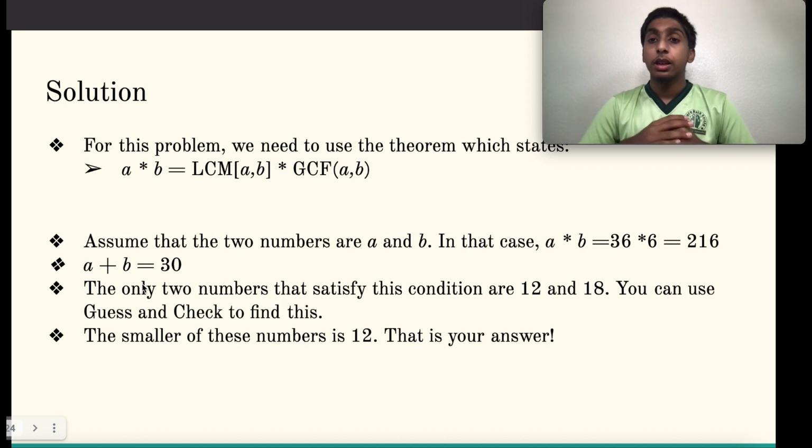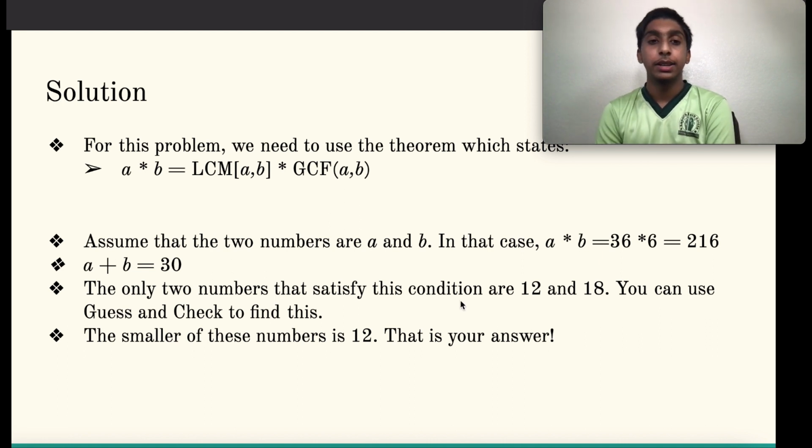Now, there can only be a very limited number of numbers to actually satisfy this condition. So we can just use guess and check here. That would probably be the best way to go with such a small group of numbers to work with. And the only two numbers that satisfy this condition are 12 and 18. And as I said, you can use guess and check to find this.